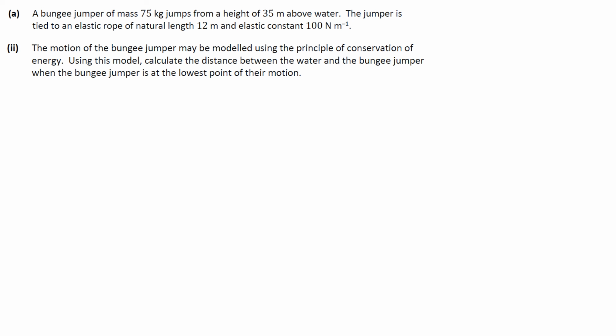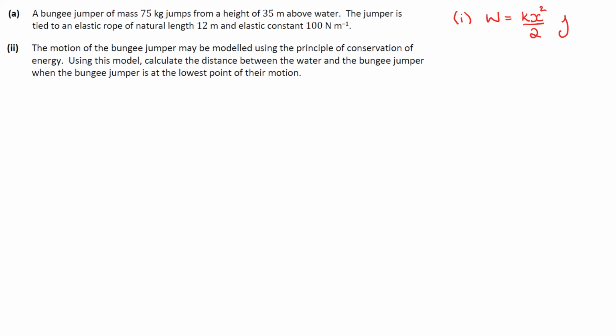So part 2 tells us that the motion of the bungee jumper may be modelled using the principle of conservation of energy. Using this model, calculate the distance between the water and the bungee jumper when the bungee jumper is at the lowest point of their motion. Now, what I want to point out is in part 1, we did work out a formula for work done, which was kx squared over 2 joules, where x is the displacement. Now, notice how this is measured in joules. So we're going to use this within the question.